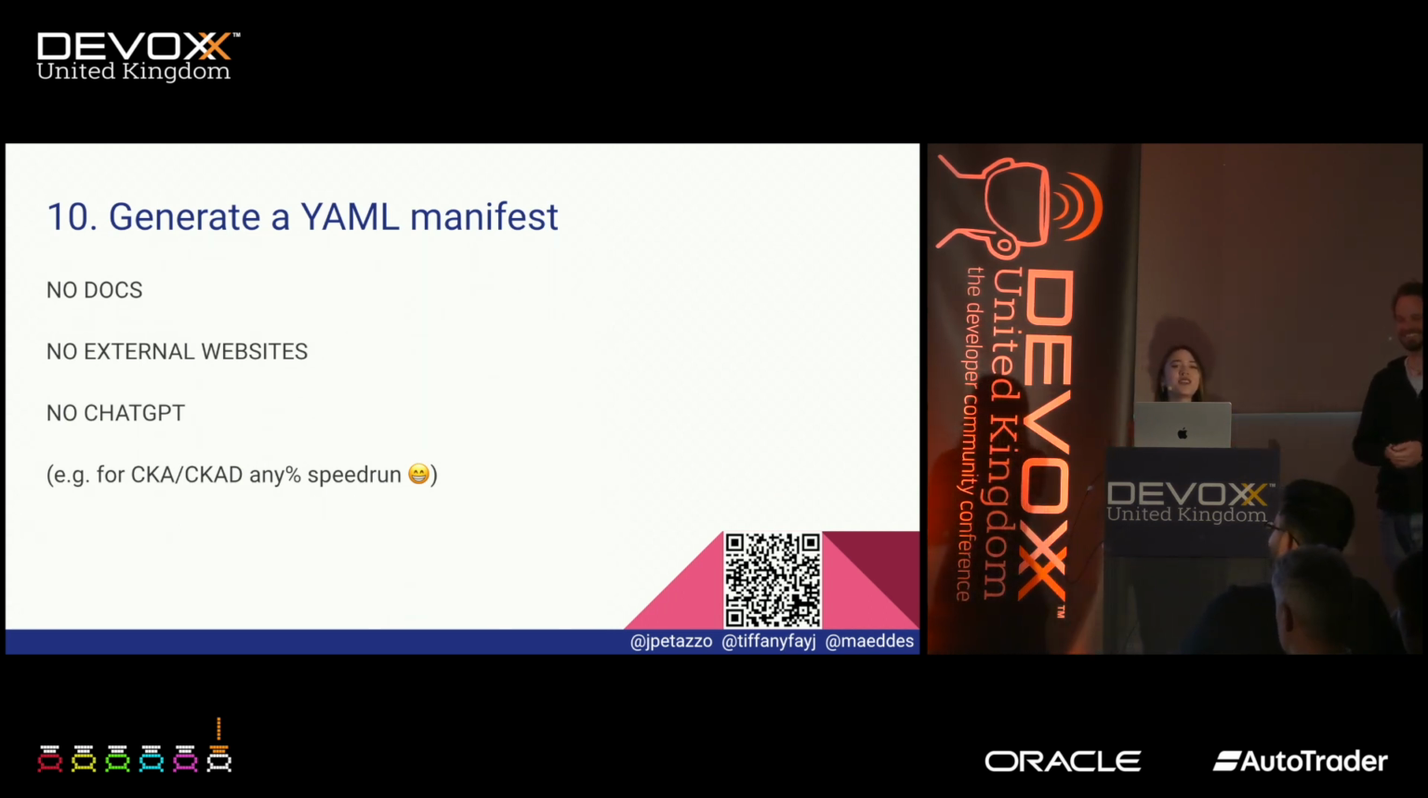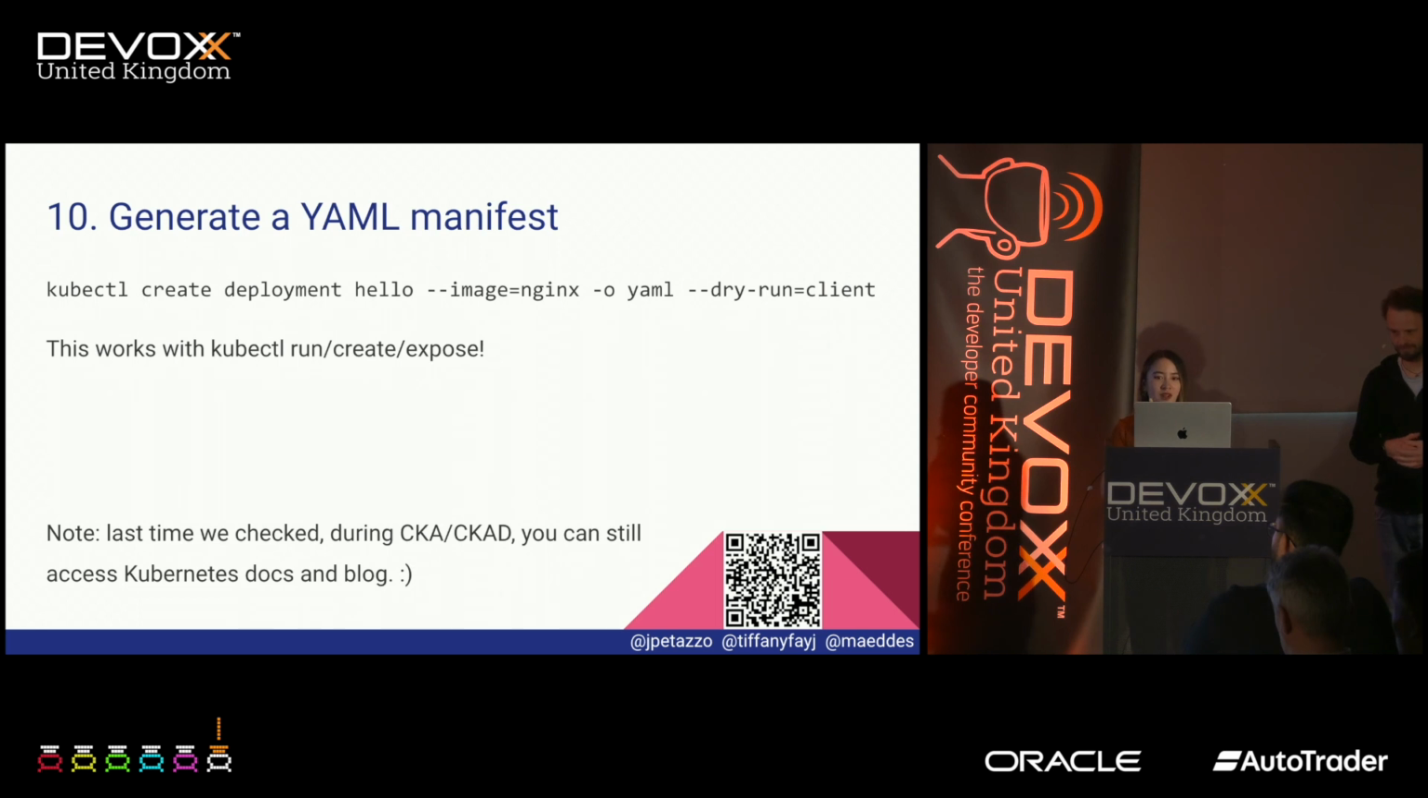Okay, so who here has generated a YAML manifest? Okay. Who here knew you have to deal with YAML to some extent if you want to touch Kubernetes? There's a few ways to handle dealing with YAML, where you don't have to deal with having docs or external websites or ChatGPT, et cetera. These things are pretty helpful, especially if you are trying to do any of the CKAD, CKA, et cetera exams. So one of them is to use dash dry run equals client.